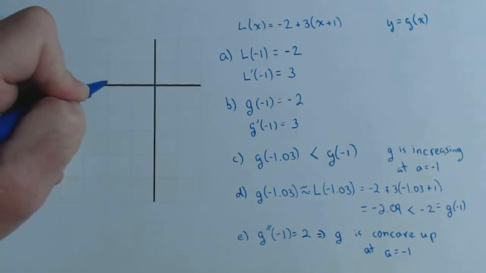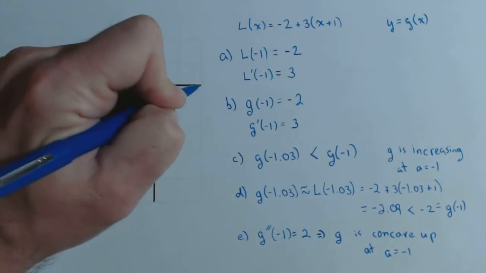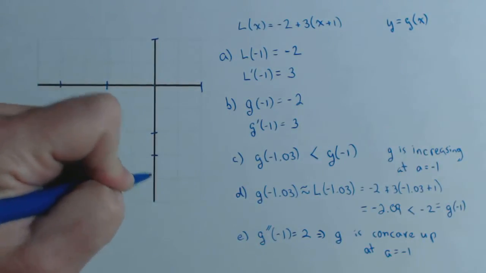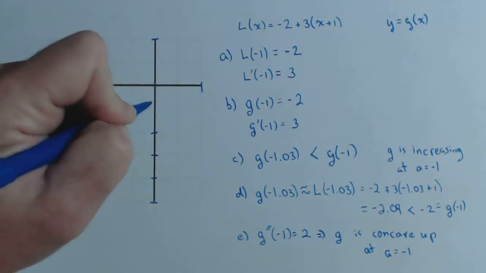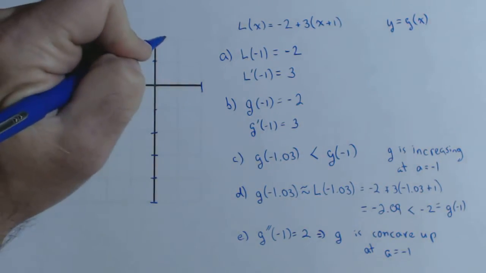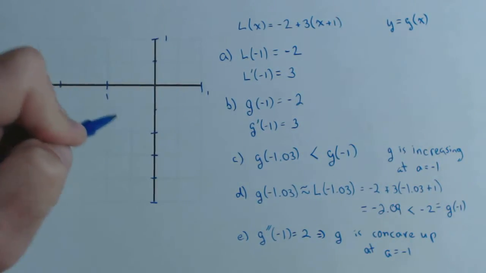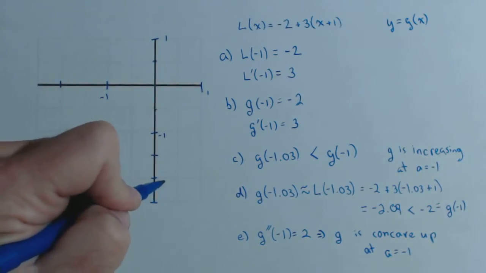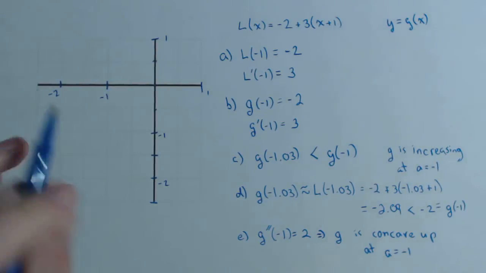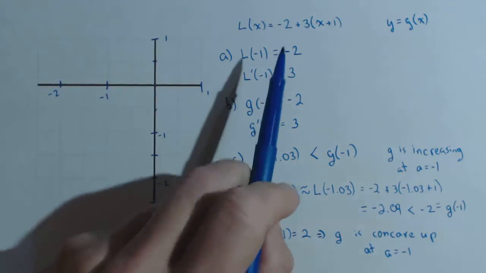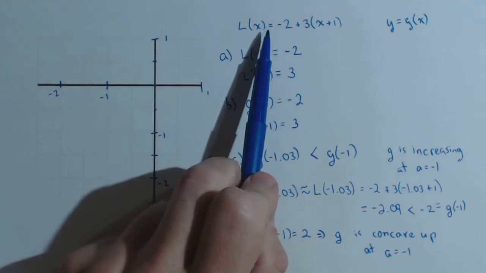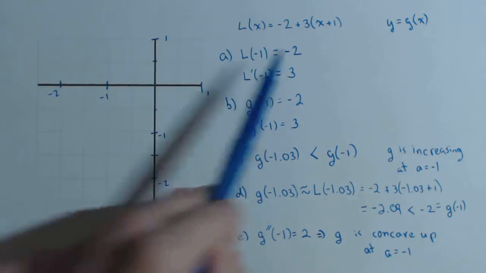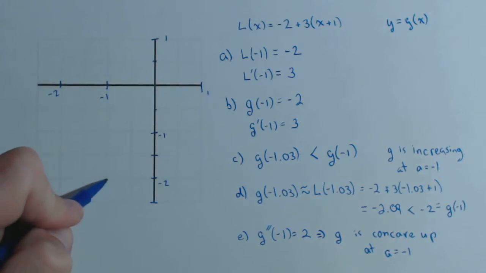I'm going to make each one, every 2, to be 1. So this will be 1, -1, sorry, -1 here, -2, -2. So let's sketch our local linearization first because we can do that exactly. Now, what do we know? Well, we said that this function is going to go through the point (-1, -2). So that's right here.